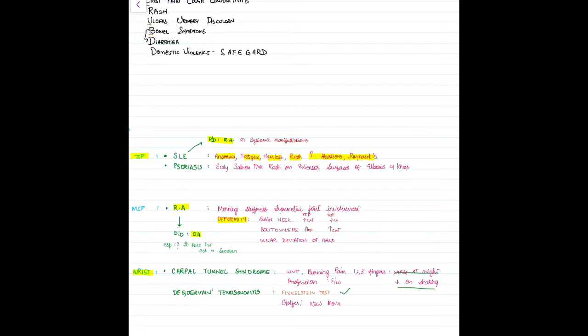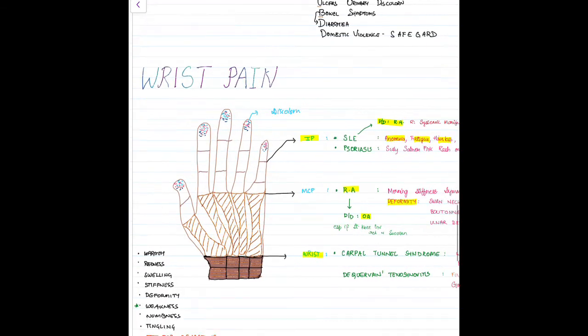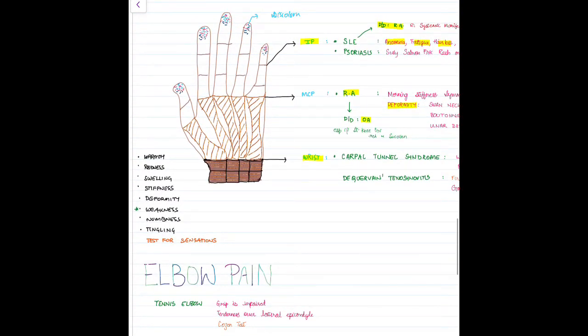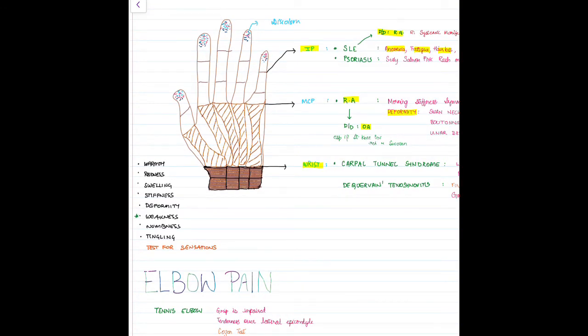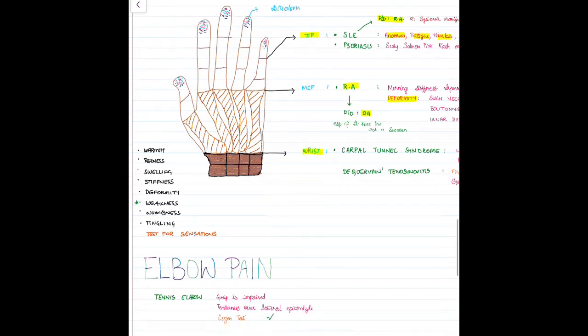And an honorary mention. Honorary mention is for elbow pain. The only diagnosis over here is tennis elbow. Here the grip is impaired and there's tenderness over the lateral epicondyle, and the test we have to do is the Cozen test, which is very important.